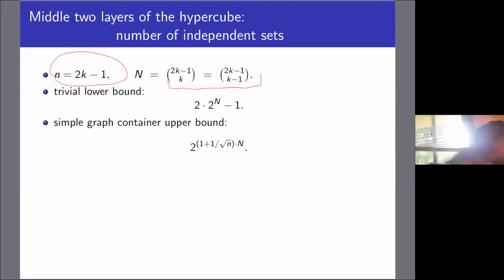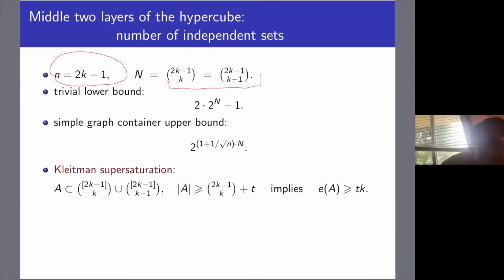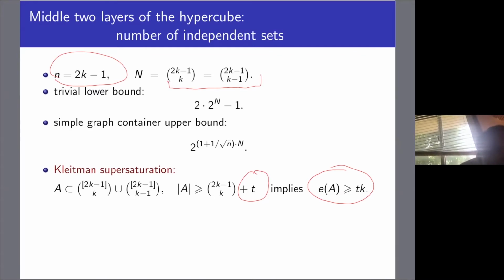So I will try to give a sketch of how this simple graph container method works. Usually for this method, we need some supersaturation, and Kleitman proved the following in the 60s: if we take a subset of the hypercube that is t larger than the largest layer, then the number of edges will be at least t times k.